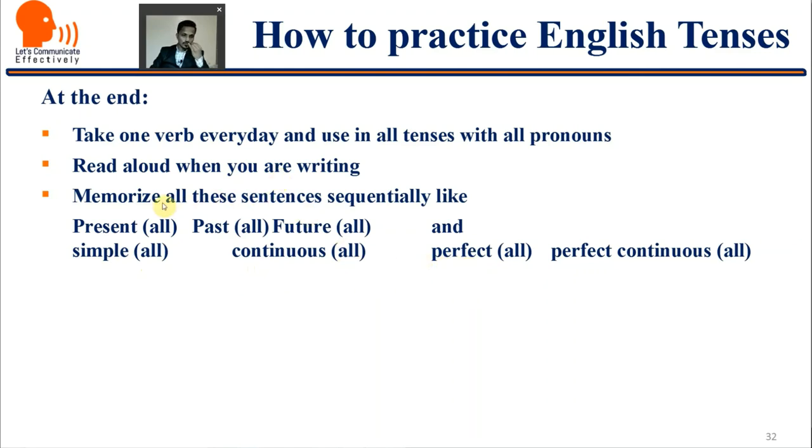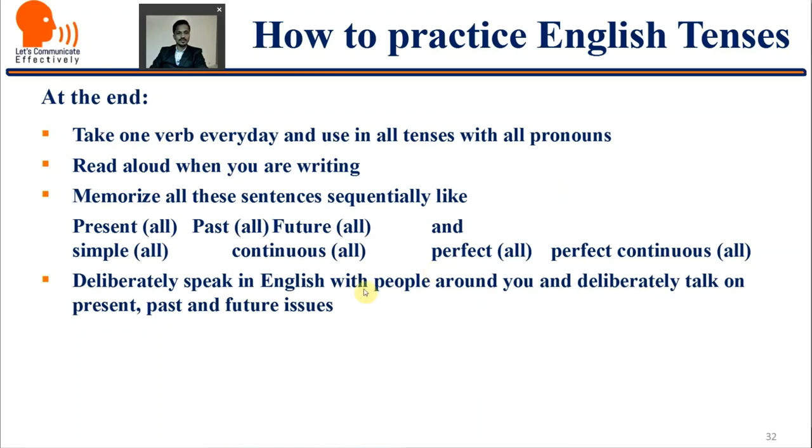What you're supposed to do now: take a verb, read and write, write and read aloud. Now keep it aside and try to just memorize all the verbs and all those sentences, just sitting calm. Like, I write, I am writing, I have written, I have been writing, I was, I wrote, I was writing, I had written, I had been writing, I shall write, I shall be writing, I shall have written, I shall have been writing. Like this, you go on with all the pronouns. This will definitely help you. And this is what I actually did to learn the tenses, and it has helped me a lot.